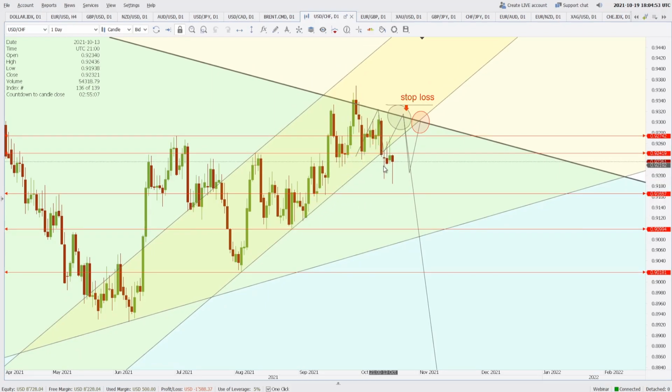It would not have broken like this, and even if it had broken, it would not have been rejected here at 0.9274. So what I feel is that at these levels of 0.9274, psychologically more people are willing to give up their position in the US dollar against the Swiss franc. So they want to buy the Swiss franc as compared to the US dollar.